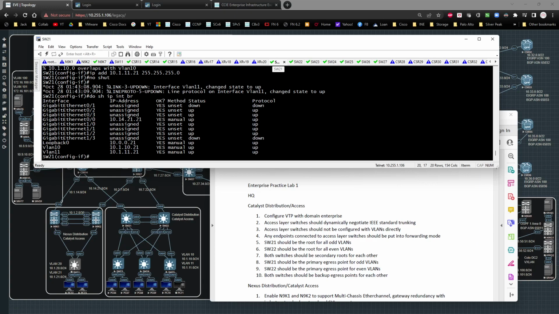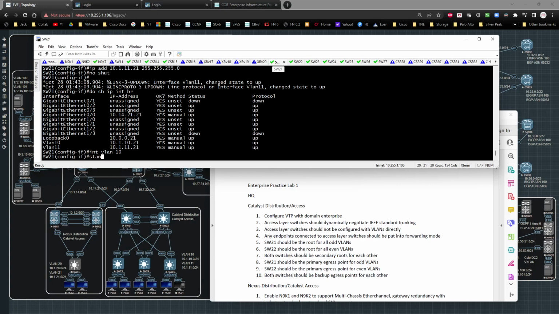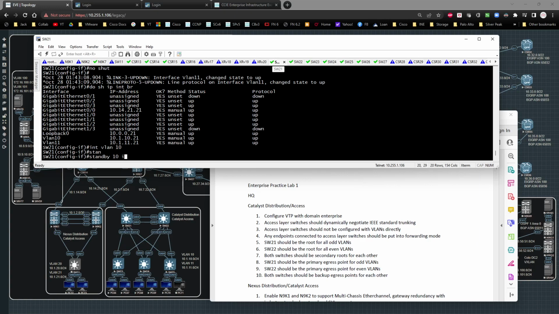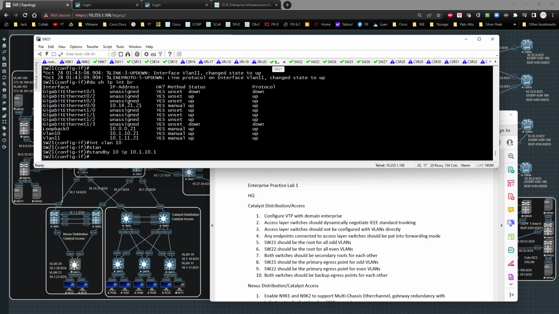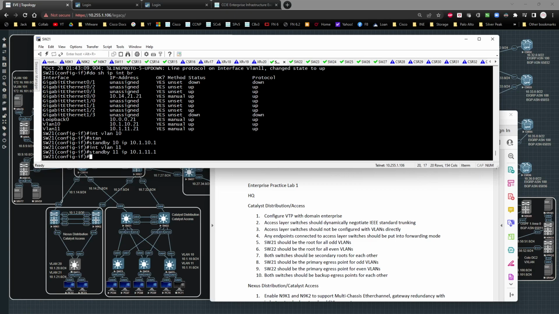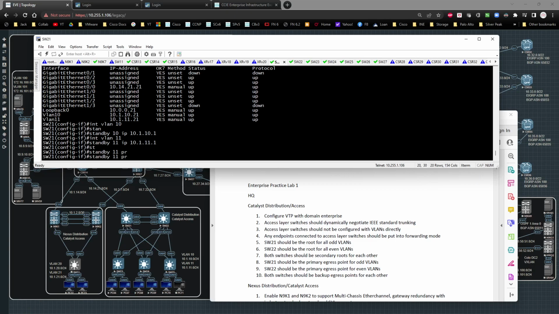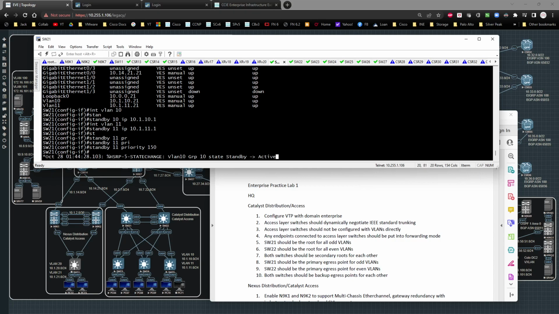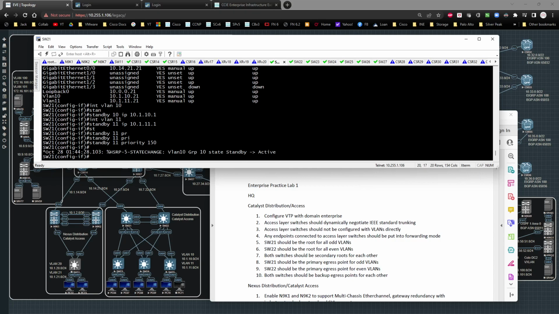And then what we're going to go to is on interface VLAN 10, we're going to type in standby 10 is going to be IP of 10.1.10.1. And we're going to put in a standby 10 for even, right? Because we're on switch 21, we're not going to put any priority in here. But I'm going to come up here to interface VLAN 11. I'm going to say standby 11. Priority is going to be 150. Okay? So that's how you would set that up.